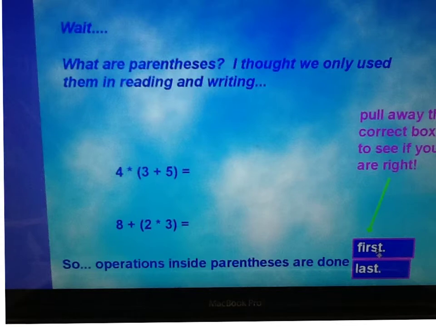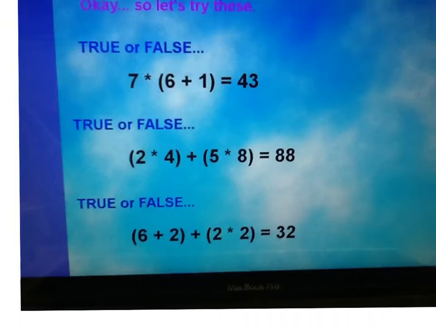A lot of you thought that parentheses were only used when we're reading or writing, but hopefully now after looking at our math message, we have seen that they are used in math and the importance of them being used. The big idea is, remember that operations inside parentheses are always done first. They are the most important part. So let's take a look at a few examples.